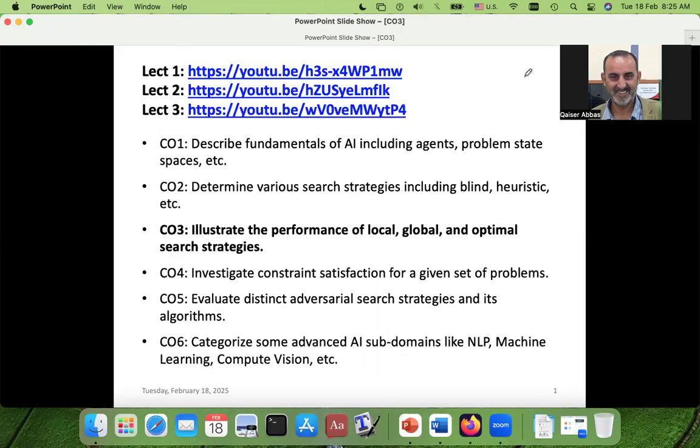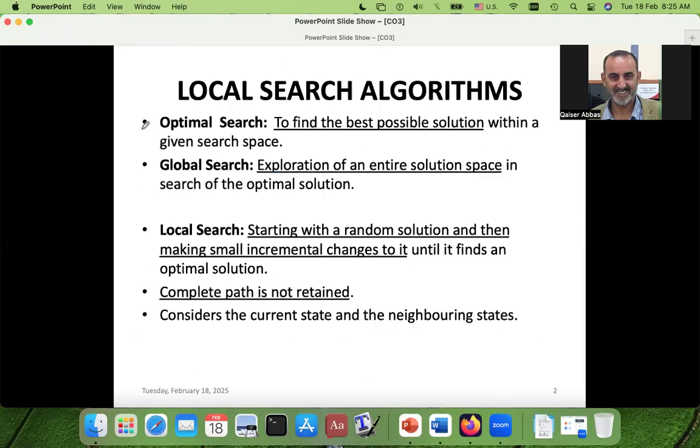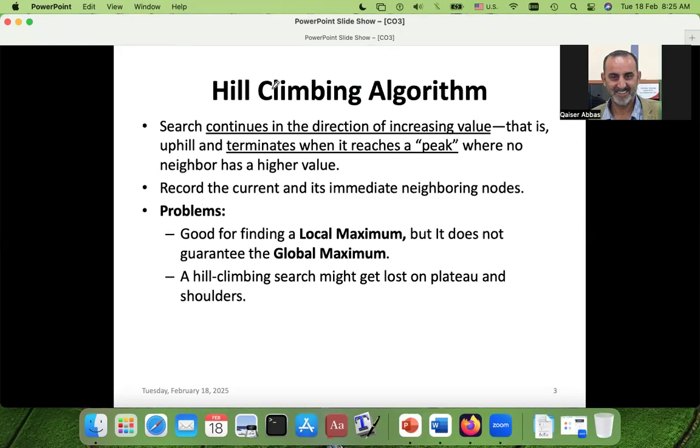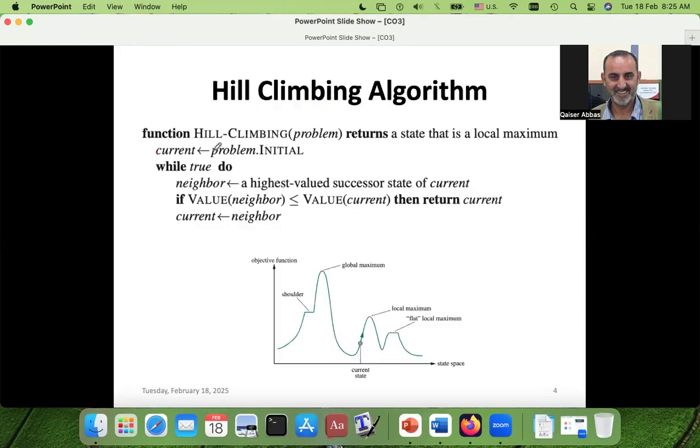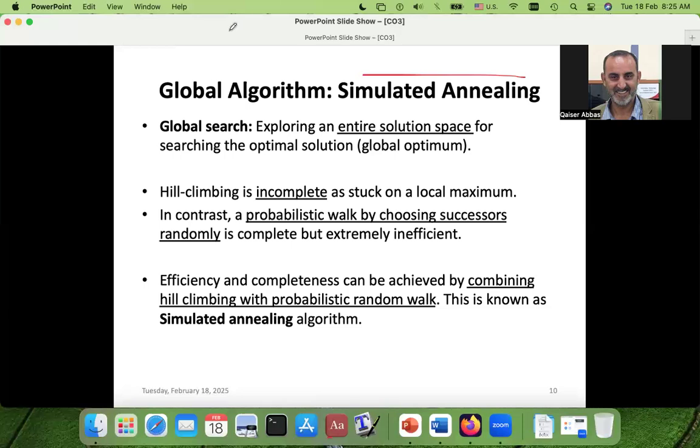Initially, we talked about three kinds of searches: optimal search, global search, and local search. We have seen one example of local search, which was the hill climbing algorithm. Now we are moving towards global search. Simulated annealing, which we are going to see, is a global search algorithm.